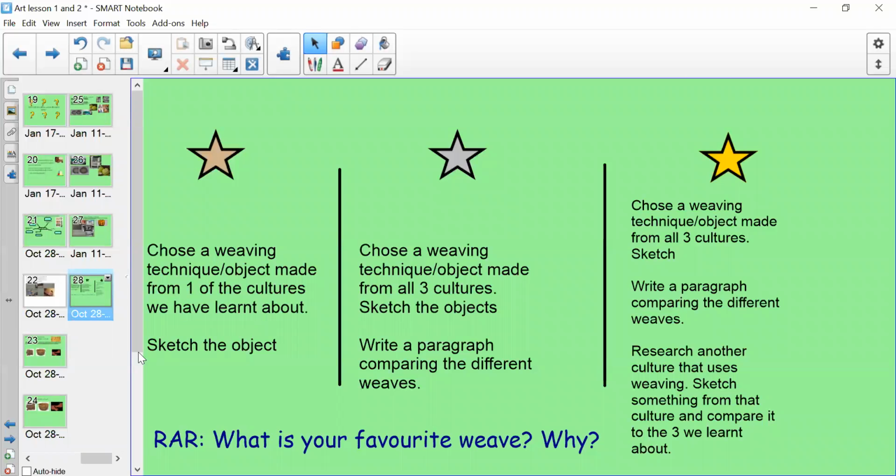And then when you're finished, if you'd like to do the RAW, you can say, what is your favorite weave and why? So which one of these objects was your favorite looking object and why? So enjoy art and have a lovely afternoon.